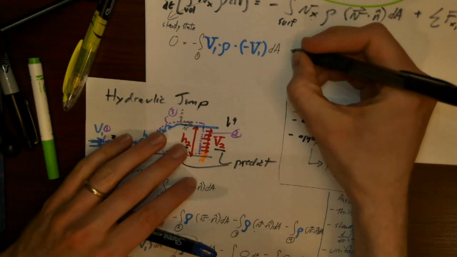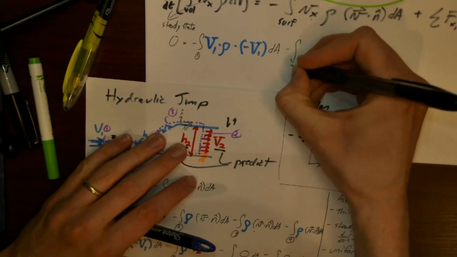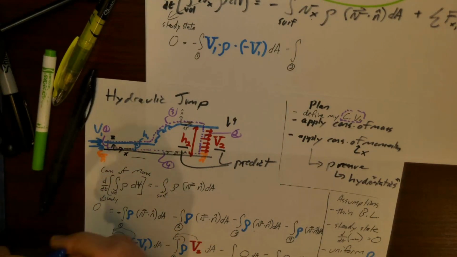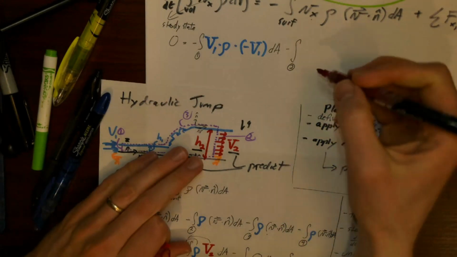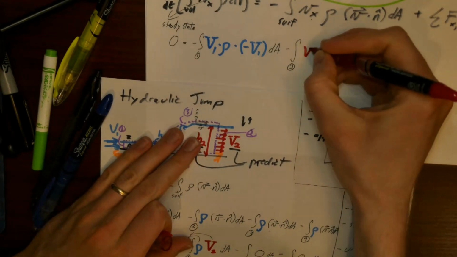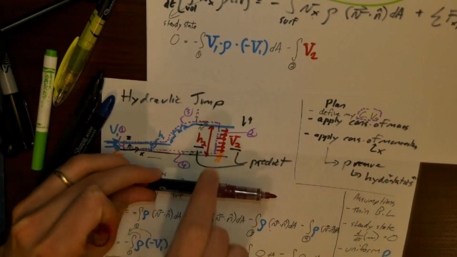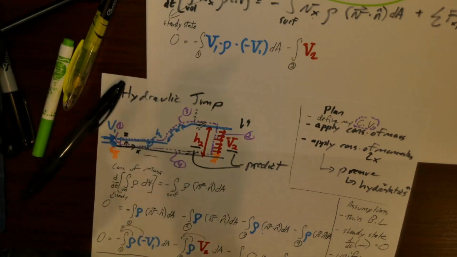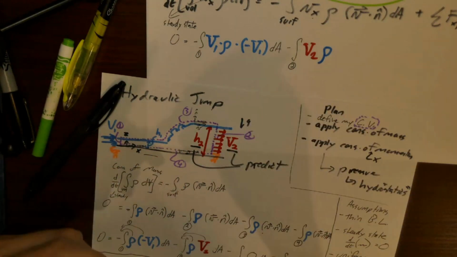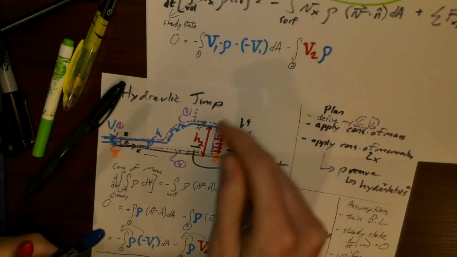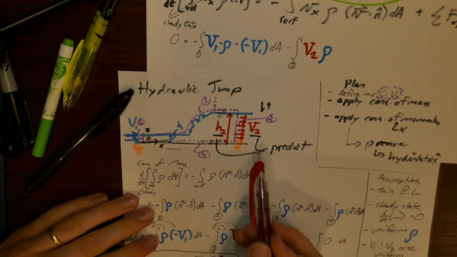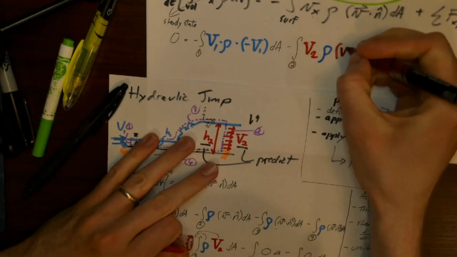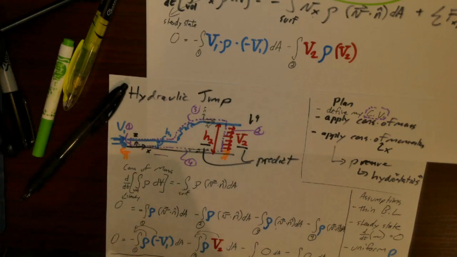right here. Then we have minus an integral over surface 2. And on surface 2, Vx is going to be V2. And that's positive V2, right? Because V2 is also going in the positive x direction. We're going to have a rho. And then we're going to have V dot n for surface 2. And V dot n for surface 2 is going to be positive V2 as well. And then we're still going to have our dA.